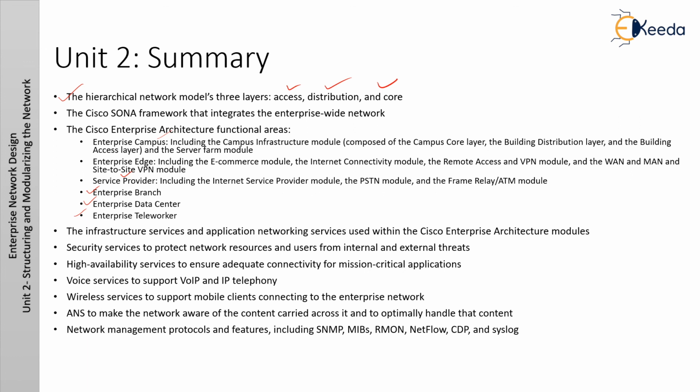Security services to protect network resources and users from internal and external threats. High availability services to ensure adequate connectivity for mission critical applications. Voice services to support VoIP and IP telephony. Wireless services to support mobile clients connecting to the enterprise network. ANS to make the network aware of the content carried across it and to optimally handle that content. And finally, network management protocols and features including SNMP, MIB, RMON, NetFlow, CDP, and Syslog. With this, we conclude Unit 2.